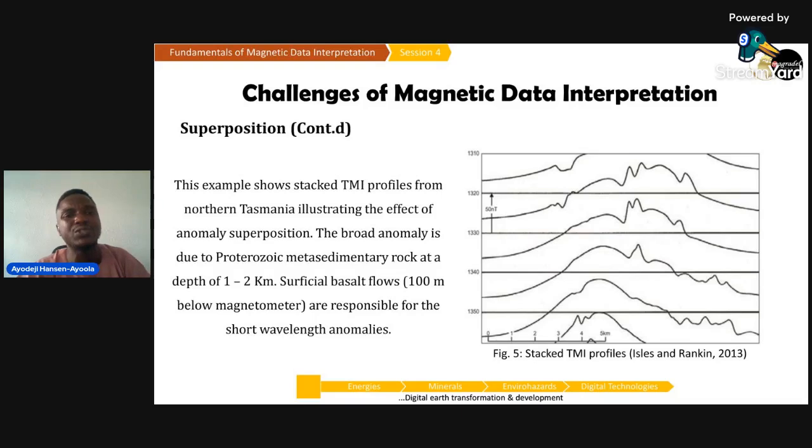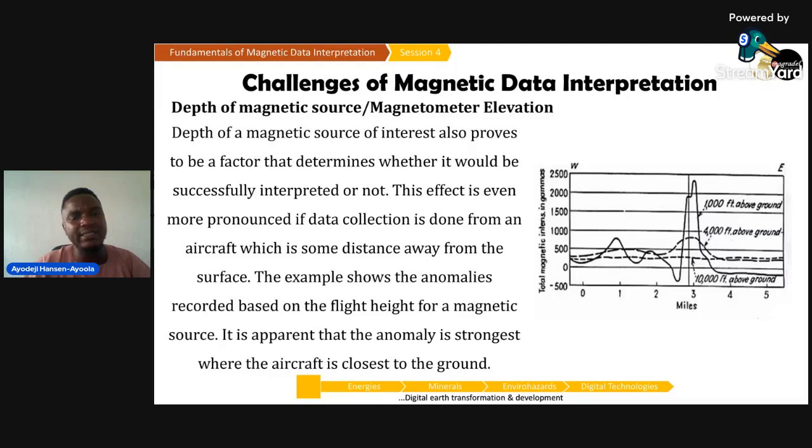So the broad anomaly is due to Proterozoic metasedimentary rock at a depth of 1 to 2 kilometers. If you now go towards the bottom part of these profiles, you see that there are smaller anomaly signals. These are responses to superficial basalt flows, which are about 100 meters below the magnetometer. So, this is a very clear picture of how superposition occurs in our magnetic data.